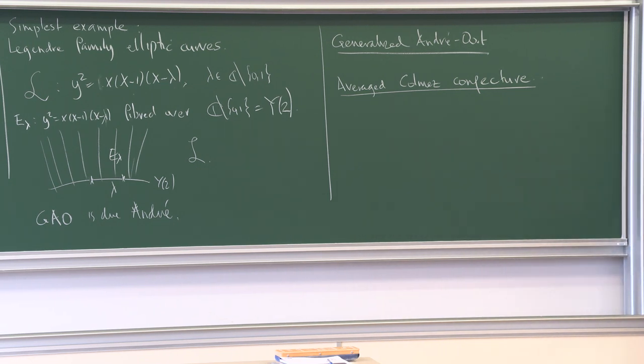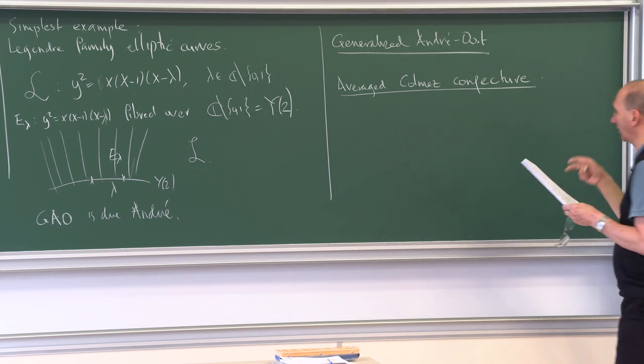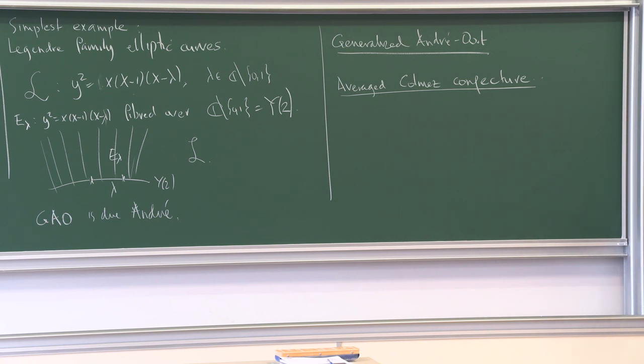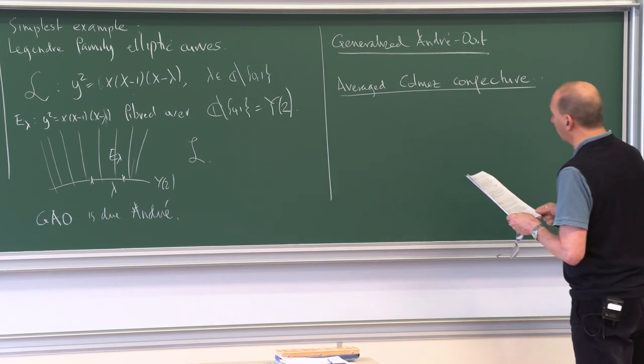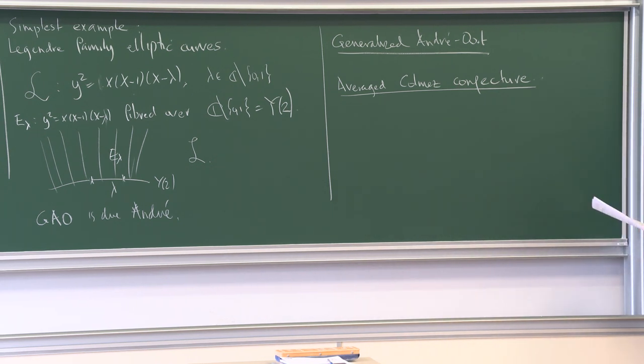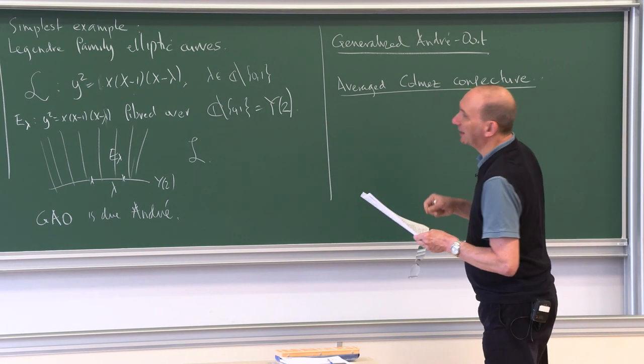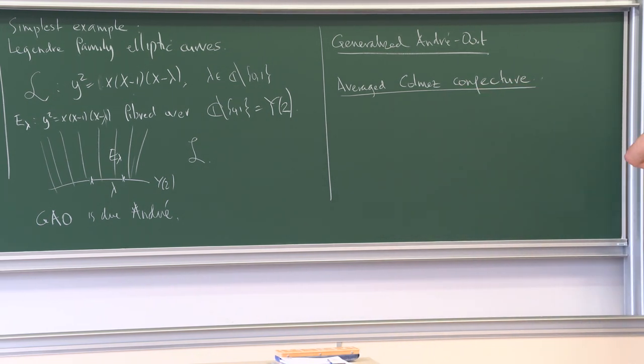The average Colmez conjecture, which is a very subtle arithmetic statement about the heights of special points, was proved independently by Andreatta, Goren, Howard, Madapusi Pera, and by Yuan and Zhang. And in the mixed case, in each particular case of a mixed Shimura variety, the generalized André-Oort follows from the André-Oort for the pure case by a theorem of Ziyang Gao.